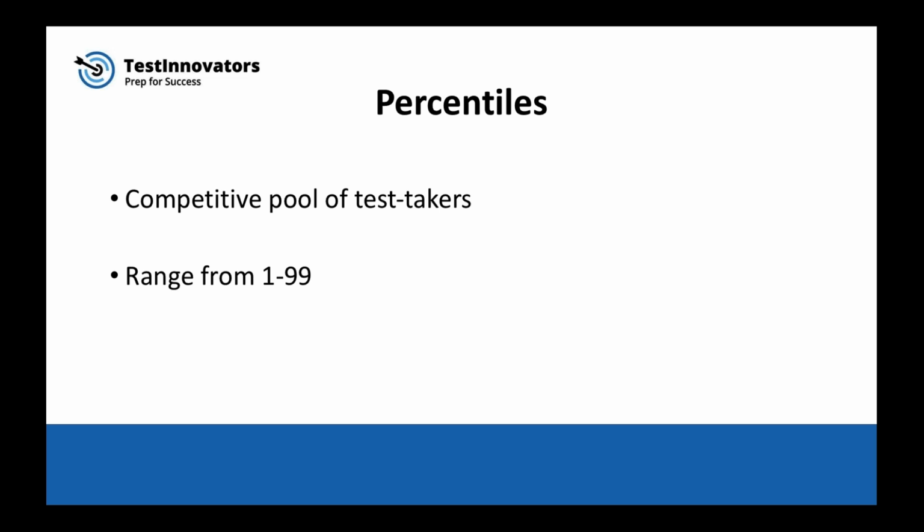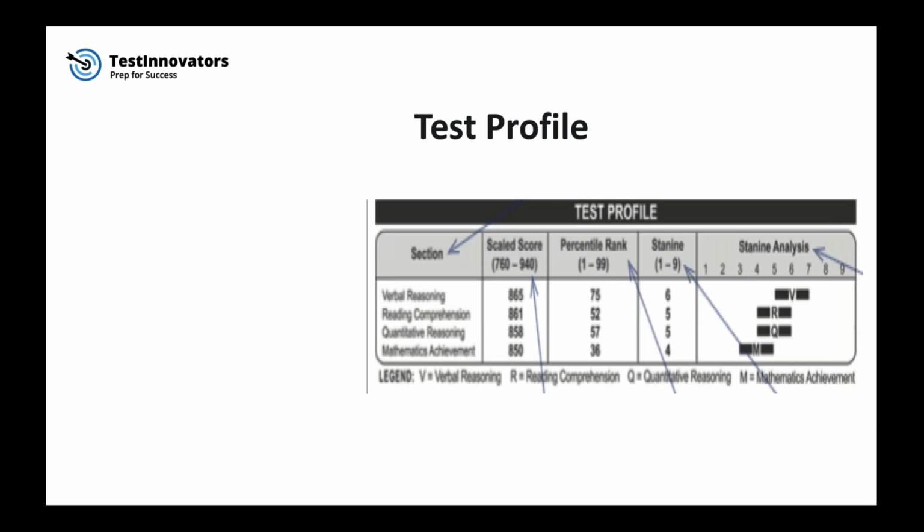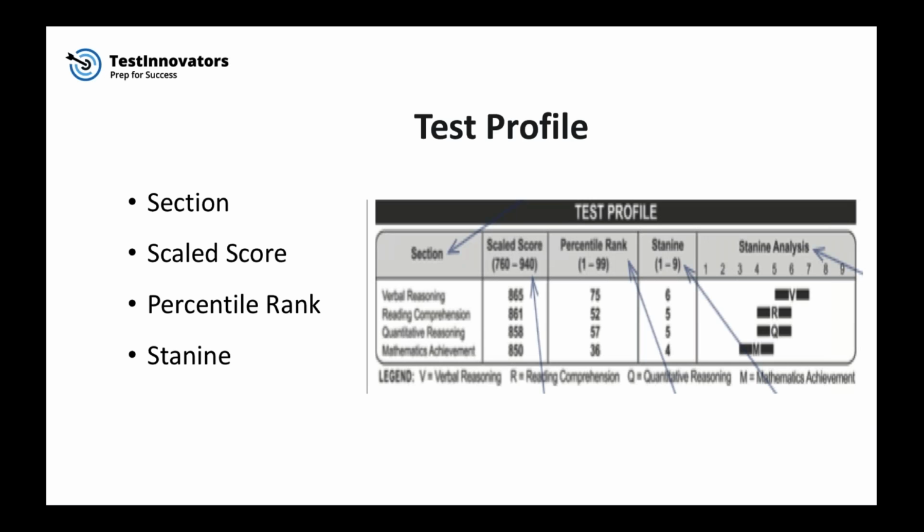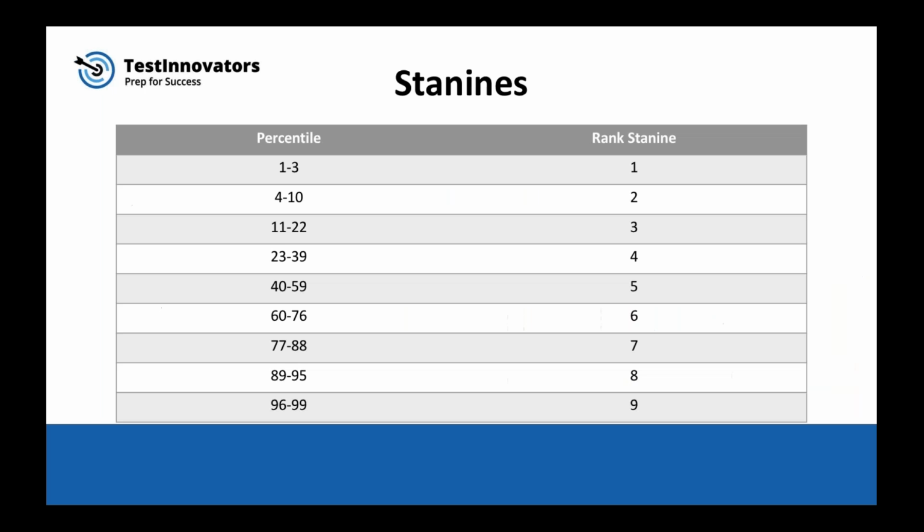Even though you have that scaled score there, the percentile rank is the measure that most admissions officials look at when evaluating the applications. Again, the score is from 1 to 99, but there are going to be more test takers in the middle percentiles and fewer at the very low and very high ends. All right, so we talked about section, scaled score, percentile rank. Now let's talk about Stanine. Percentile rank is related to the next measure, which is the Stanine score. Stanine score converts the percentile to a score of 1 through 9.